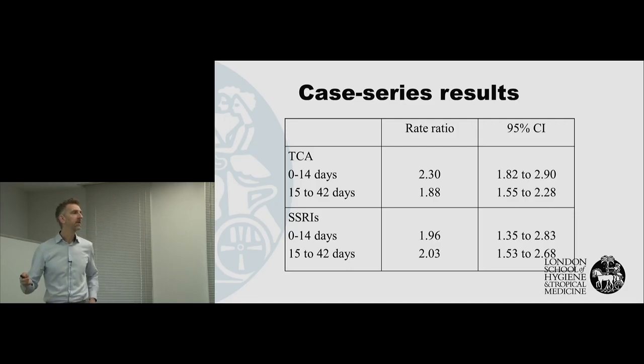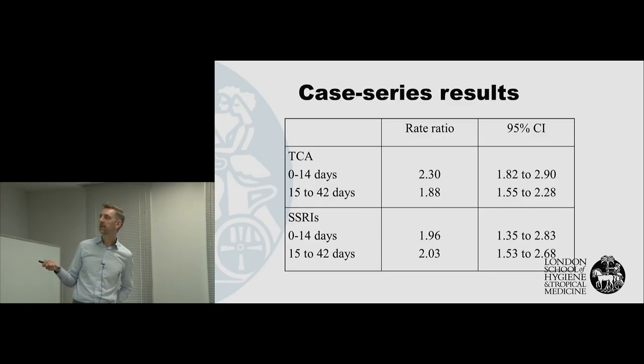So these were the results for the self-controlled case series. First of all, you've got the tricyclics. And here, in the first 14 days, the rate ratio was 2.3. For the SSRIs during the same period, it's 1.96.